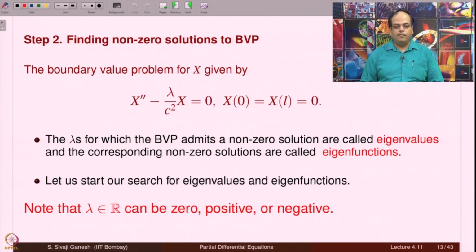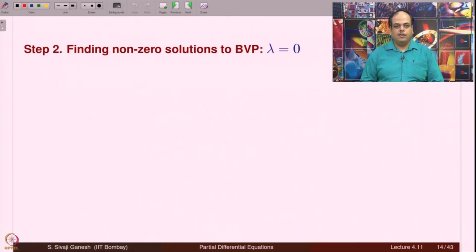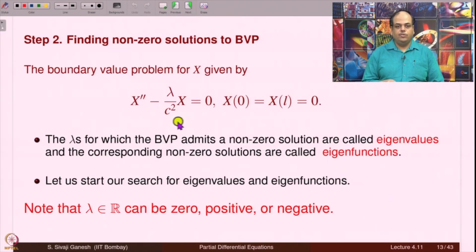Note that a real number lambda can be 0, positive or negative. So, we are going to divide our search into 3 parts. We will ask whether it is possible to get 0 eigenvalue, positive eigenvalues, negative eigenvalues. That is because the equation is like that. It is X double dash plus some constant times X equal to 0. So, depending on whether that constant is 0, positive or negative, the form of the solution changes. That is the reason for making these separate studies in the 3 cases.